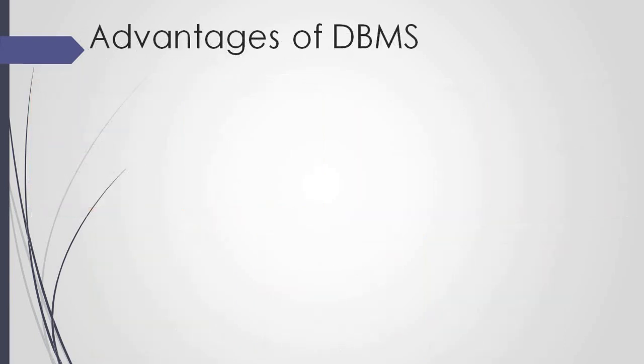So let's start with the first one, reduced data redundancy. Data redundancy means duplicate copy of same data. Database management systems help us to reduce these duplicate copies and allow us to keep only one copy.